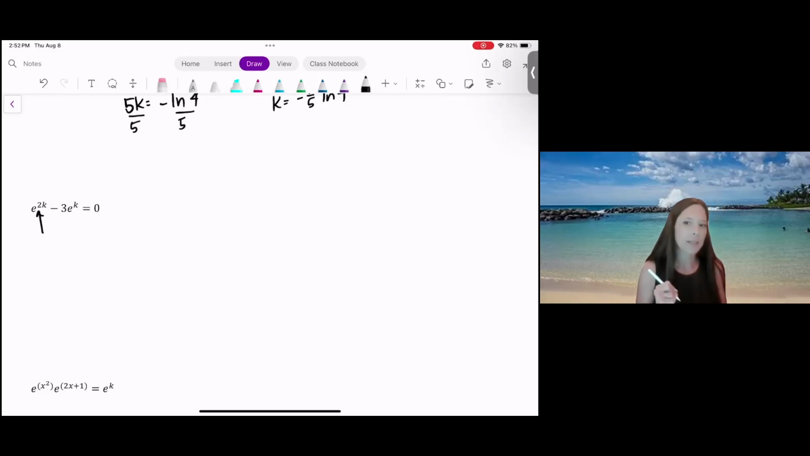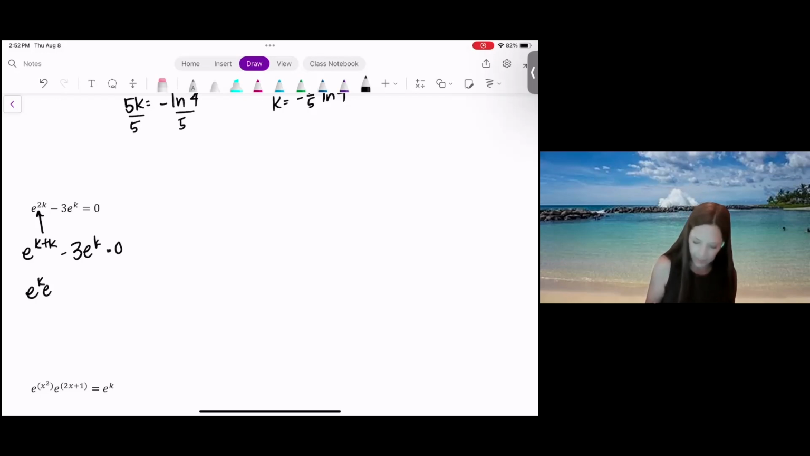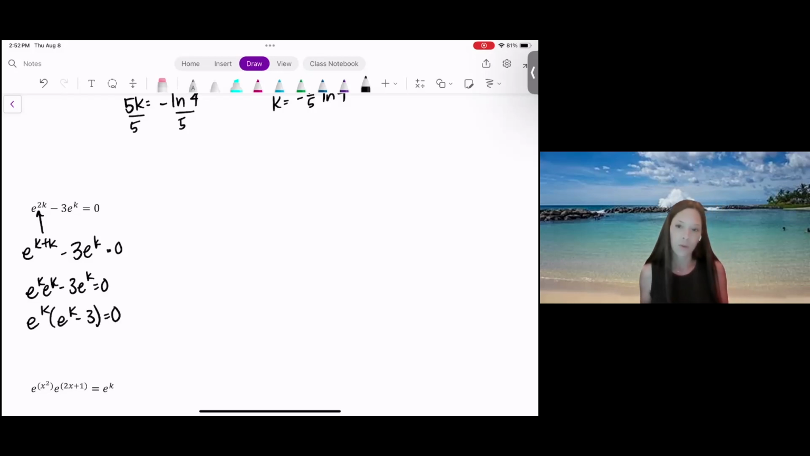E to the 2k is not e to the k squared. 2k means k plus k. This is the same thing as e to the k plus k minus 3e to the k, or e to the k times e to the k minus 3e to the k equals 0. And the reason I say that is because I want you to understand that when I take out the e to the k, I'm still left with an e to the k. I'm not just left with 2. So if I factor out e to the k, I have e to the k times e to the k minus 3 equals 0.